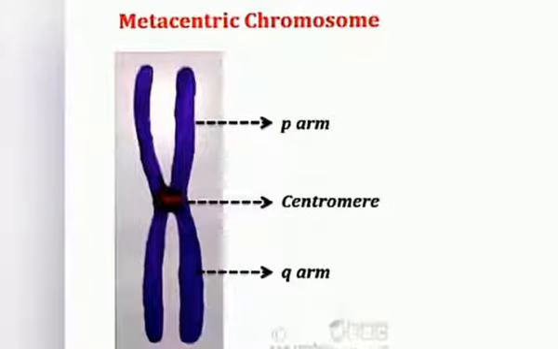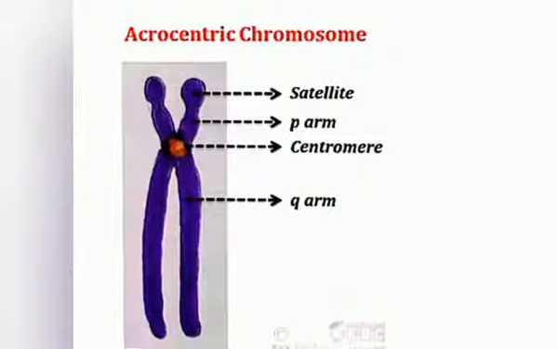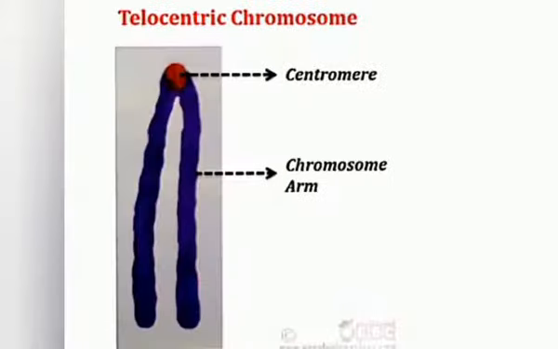Number 1, metacentric, in which chromosomes have equal arms. Number 2, submetacentric, means chromosomes with unequal arms. Number 3, acrocentric or subtelocentric, rod-like chromosomes with one arm very small and the other very long. The centromere is subterminal. Fourth is telocentric, where the centromere is located at the end of the chromosome.